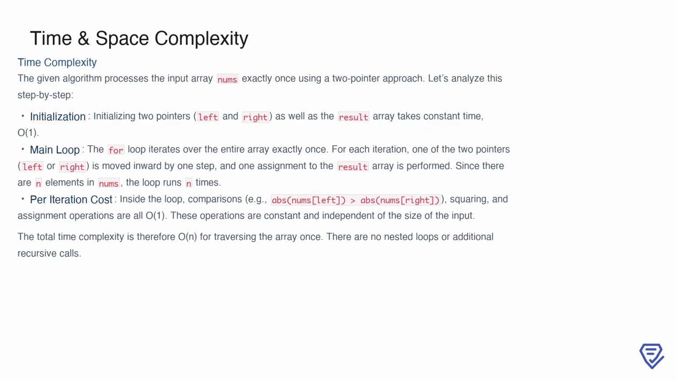In each iteration, one of the two pointers moves inward by one step, and we perform a constant number of operations, such as comparisons, squaring a value, and assigning it to the result array. Since the loop runs for each of the n elements in the array, the total work done inside the loop scales linearly with the size of the input. Importantly, there are no nested loops or recursive calls that could add extra computational layers. Therefore, the overall time complexity of this algorithm is O(n).